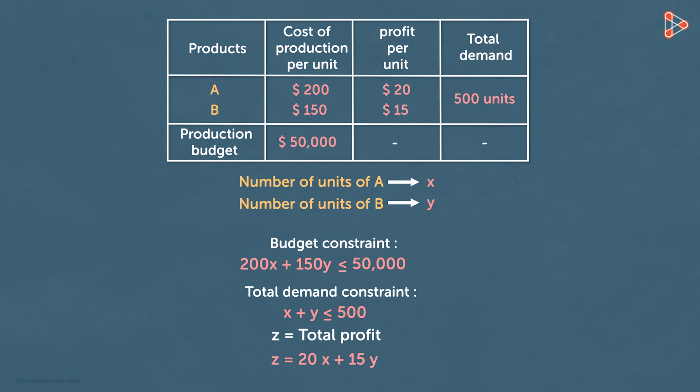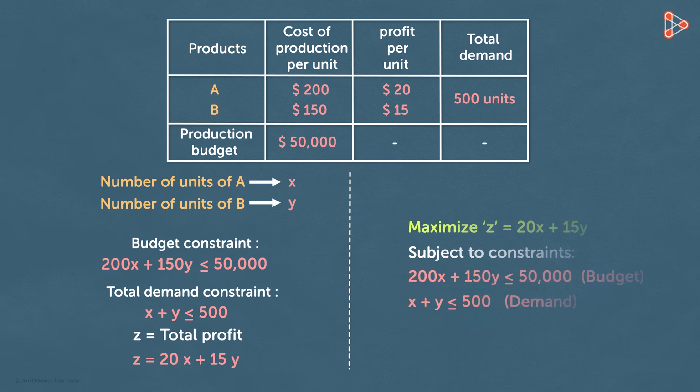The objective function in a linear programming problem is a mathematical expression of the ultimate goal. So, we have the two constraints here, a budget constraint and a demand constraint. This is how the whole problem looks in terms of mathematical expressions. This is the objective function, and these are the two constraints.